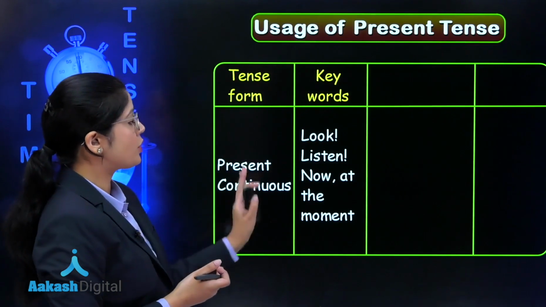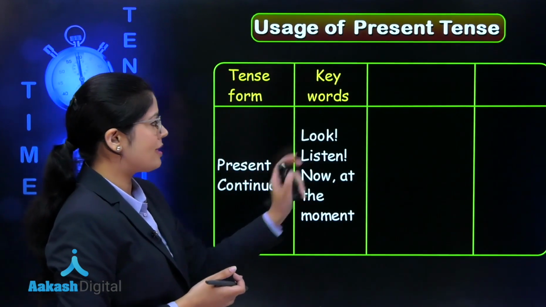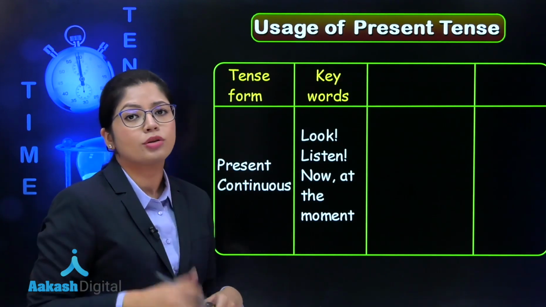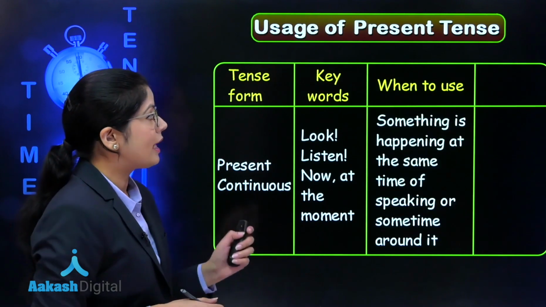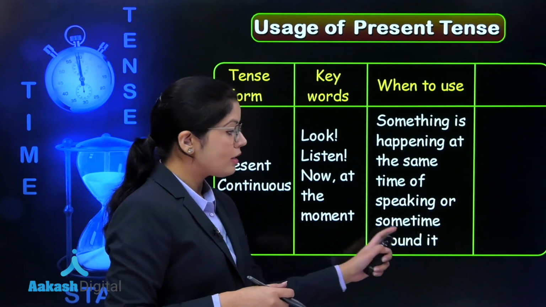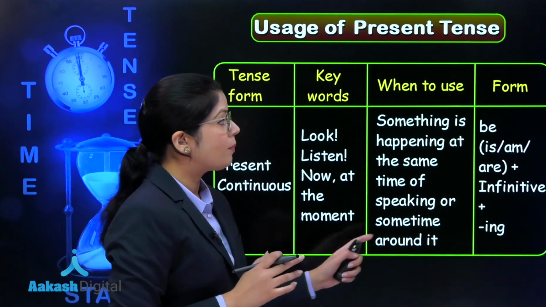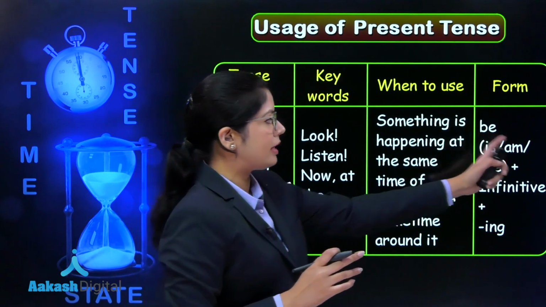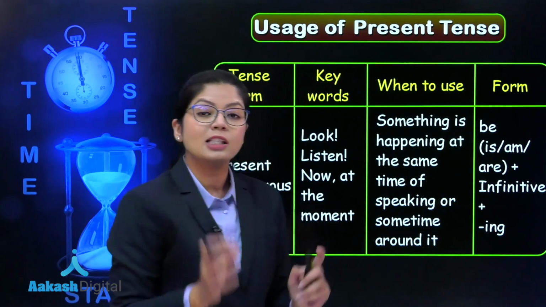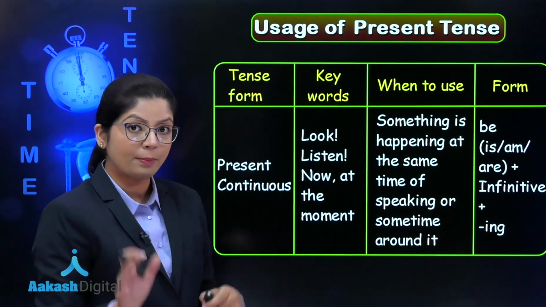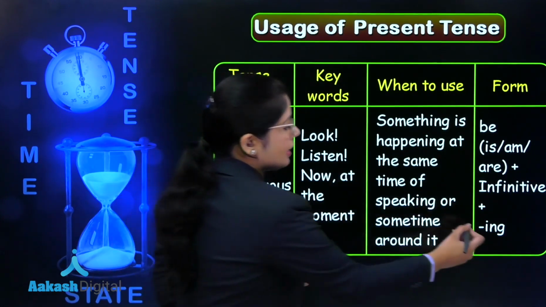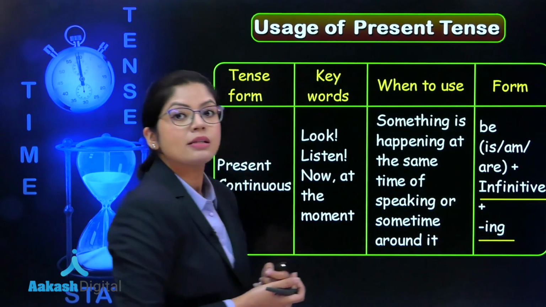Next, we have the usage of present continuous. Words such as look, listen, now, at the moment give me a clue to identify whether I should use present continuous or not. What exactly are the usages? Something is happening at the same time of speaking or sometime around it. What is the form that we use? We use the be form, either is, am or are, plus our infinitive coupled with ing. This becomes the present participle form. Remember, infinitive plus ing together becomes present participle, and thus I can use this as my present continuous verb form.